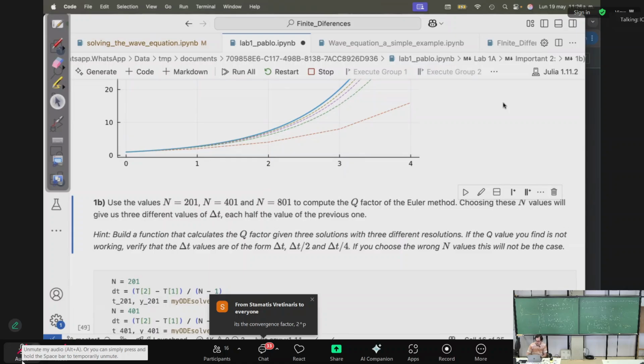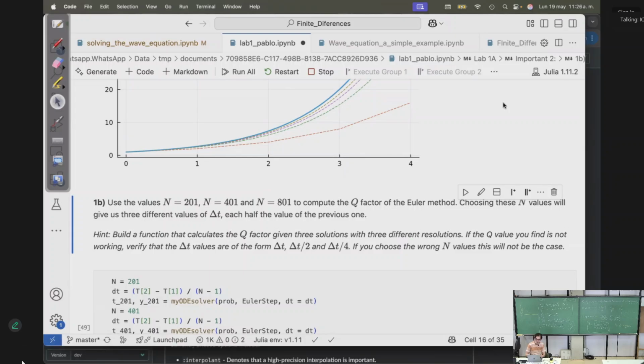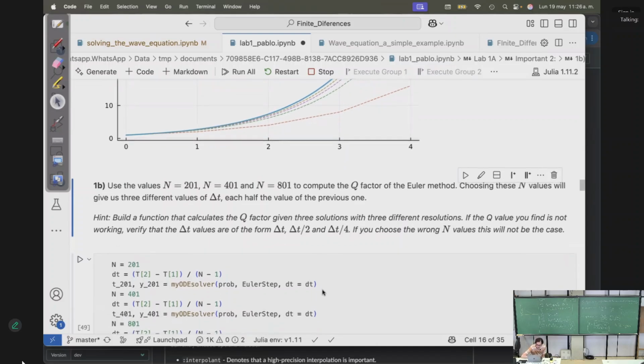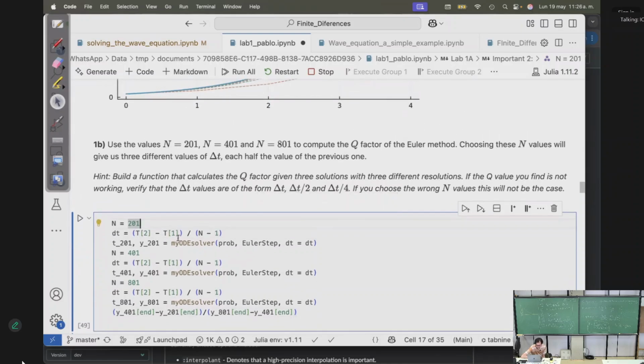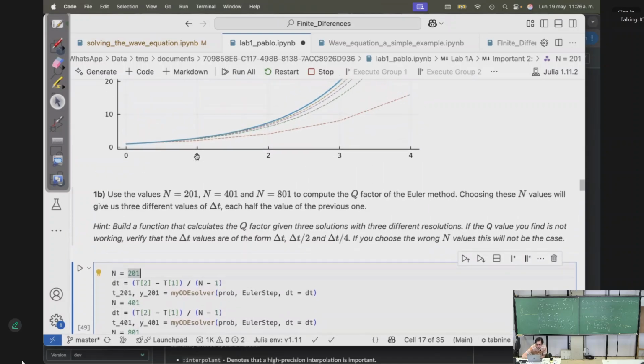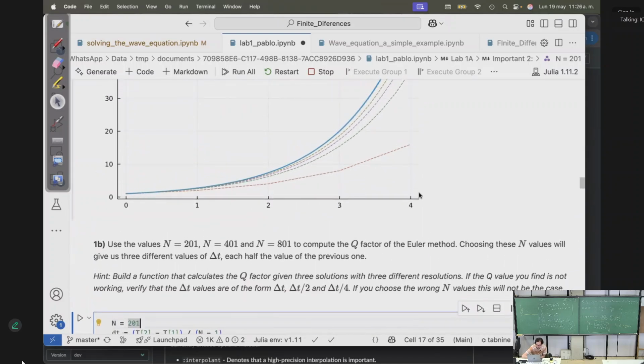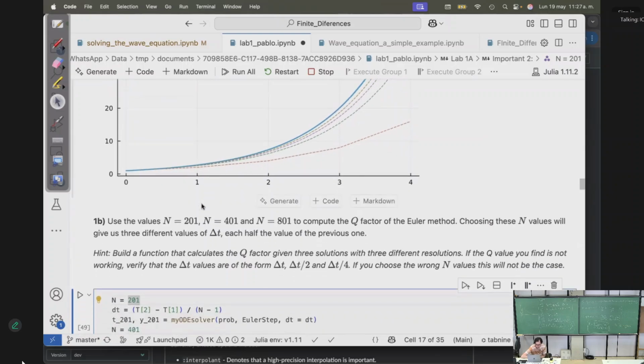So if our method is order 1, we would expect the Q to be 2. If it's order 2, we would expect the Q to be 4, and so on, right? So this is what's expected in this step here. We are choosing different values of n, which is exactly the same as choosing different values of delta t, because we are using the same limits for the integration region, right? So we are integrating from t equals 0 to t equals 4 and choosing different values of n, which result in different values of delta t.